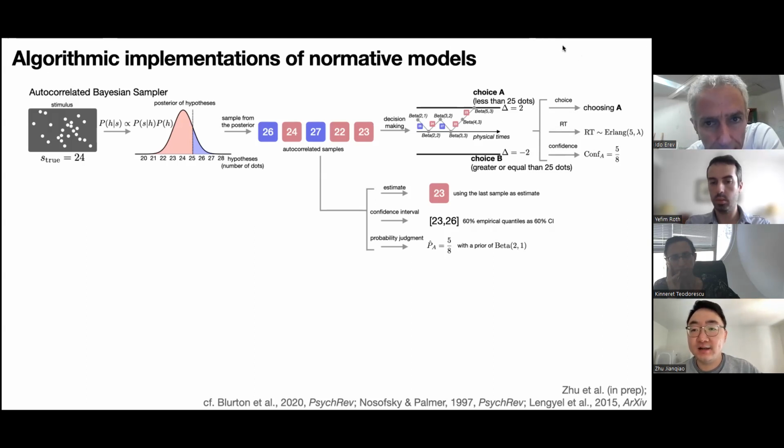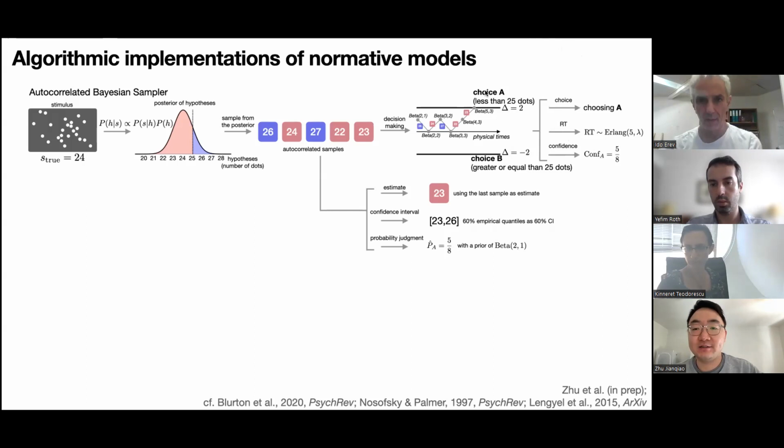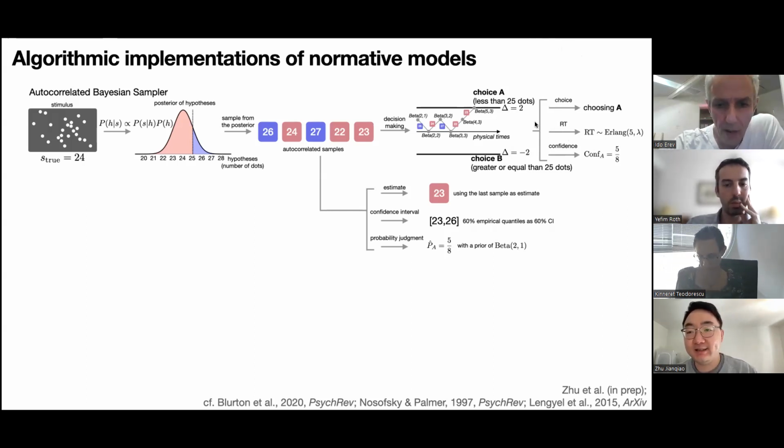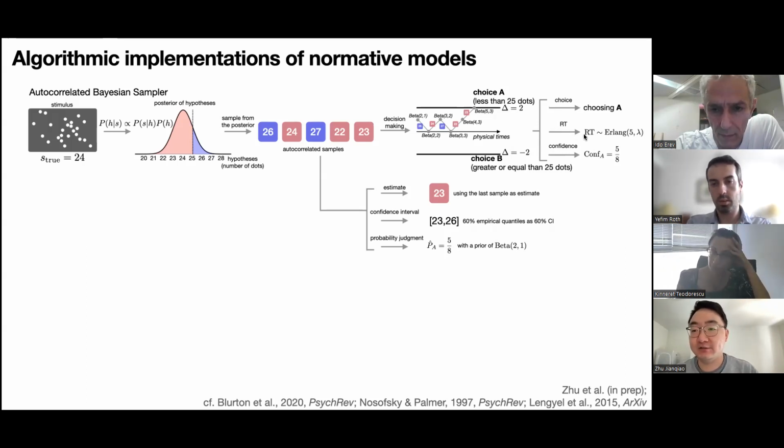And then choice is very obviously the observing boundary, which represents the choice. In this case, the threshold of choice A was breached, so choice A will be elicited. And then the response time would just be some sort of noisy version of the number of samples. In this case, we just assume there is some Erlang distribution, and the number of samples is just 5.